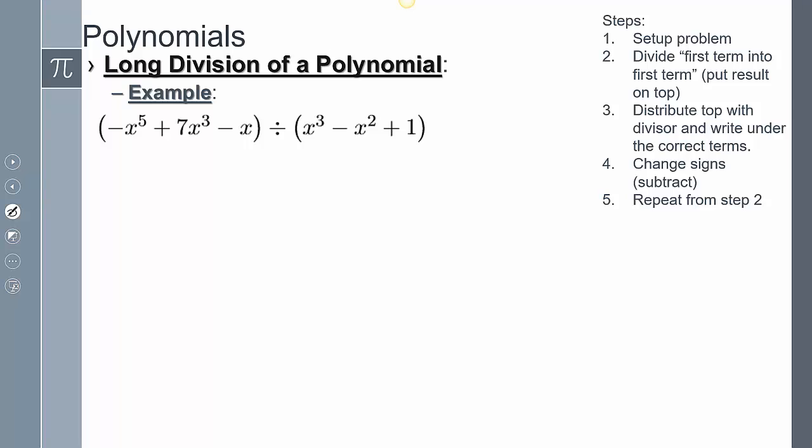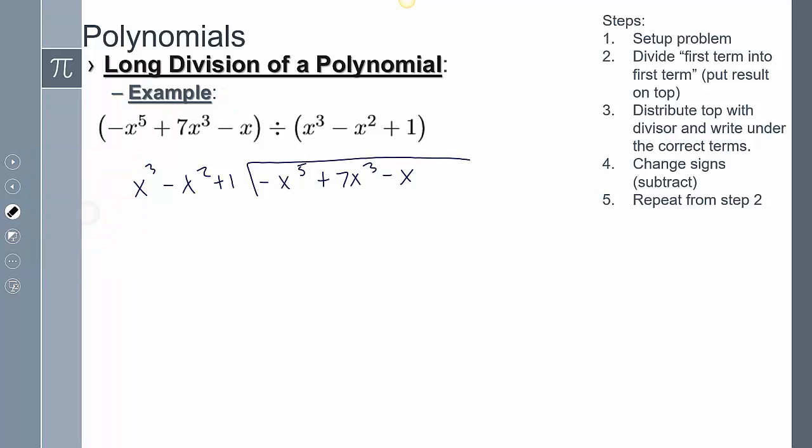So the first thing I do here is set up the problem. I get x cubed minus x squared plus 1, negative 5x to the 5th plus 7x to the 3rd minus x. Now there's one thing we have to be aware of. There's going to be a chance here in which I might get an x to the 4th, or an x to the 3rd, or an x squared. Well, I don't have an x to the 4th, and I don't have an x squared here.